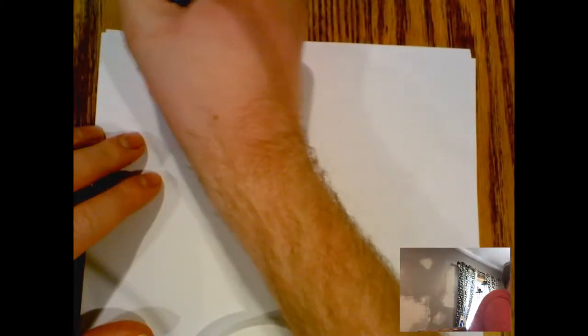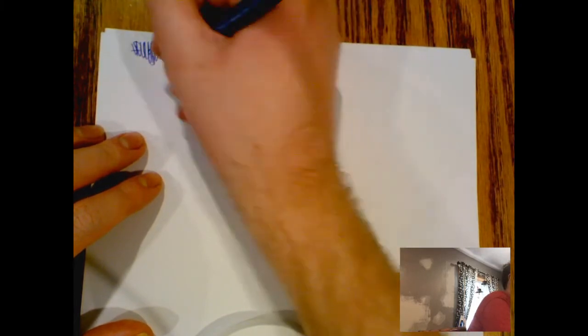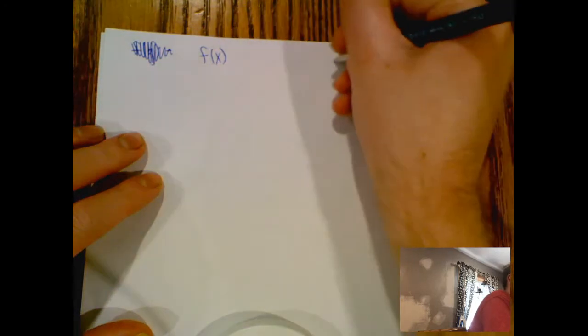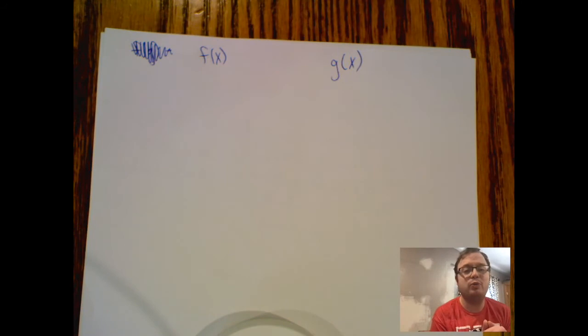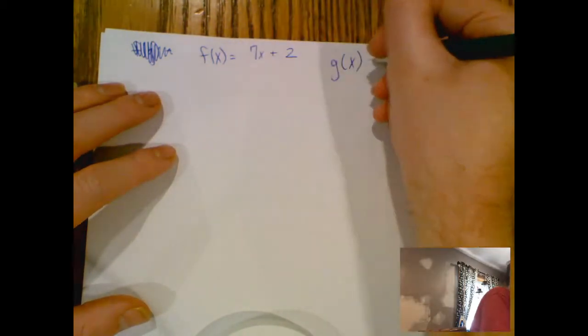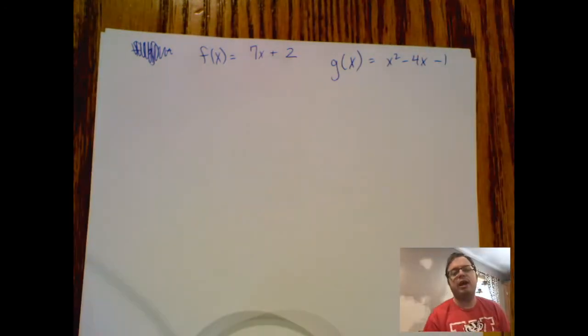So let's just say I have two functions. F of x and g of x. Really what this just means is you have 2 functions. You're going to see this a lot in the future, so I feel like it's a really good way to first start talking about it. And we did talk about it a little bit earlier. That was function notation. So with function notation, let's say f of x is 7x plus 2. G of x is x squared minus 4x minus 1. Okay? Those are my 2 polynomials.